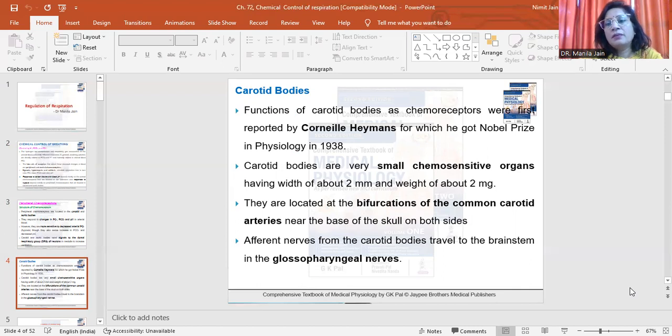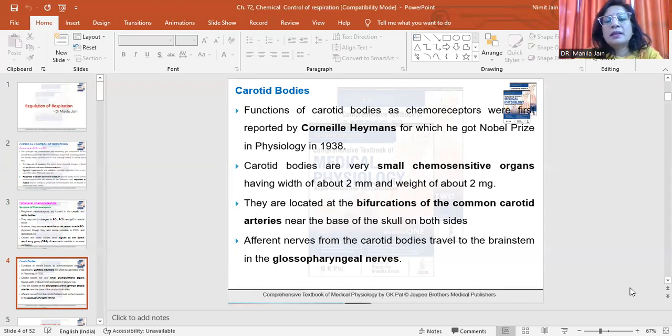Okay. Viva. And of course, this is a concept, so you will add this in your theory also when you are answering if you get a question on this. Then, which is the afferent nerve? Afferent nerves from the carotid bodies travel to the brainstem in the glossopharyngeal nerve. This you have to remember. For carotid bodies, the afferent nerve is the glossopharyngeal nerve. Very important.